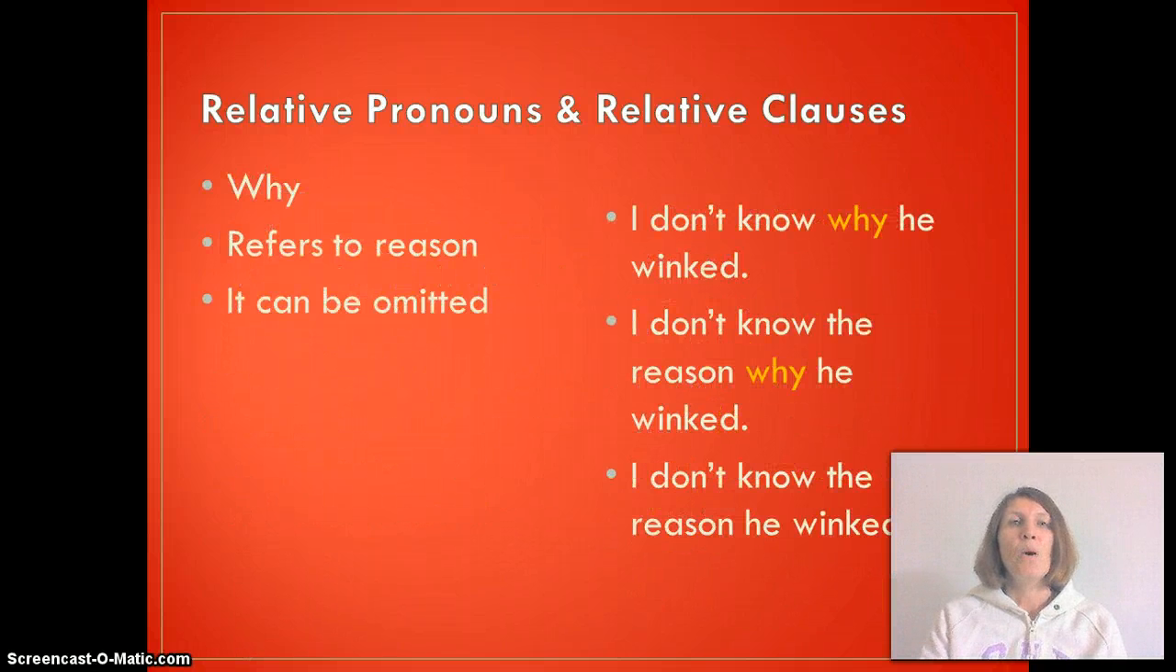Why is also a relative clause. I don't know why he winked. I don't know the reason why he winked. I don't know the reason he winked. We can omit the word why.